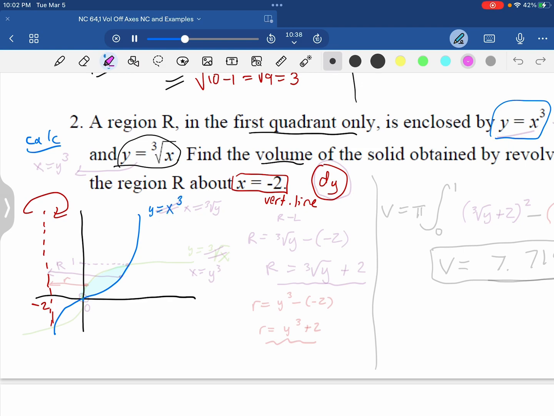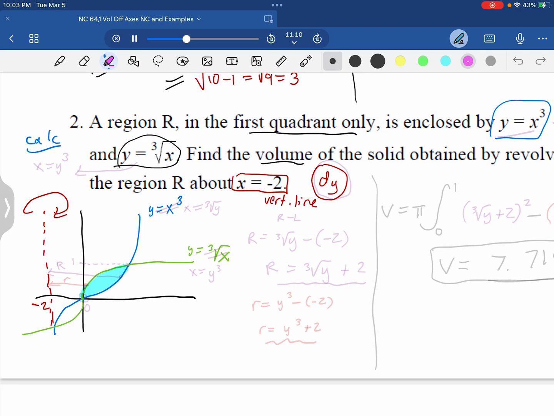And then we have y equals the cube root of x, which if you don't remember is basically just the sideways cubic function. It'll be concave up on the right, cross at 0, concave down to the left. So they actually intersect twice, but we're only interested in the region in the first quadrant. So we only care about that little area. That would be the region R.